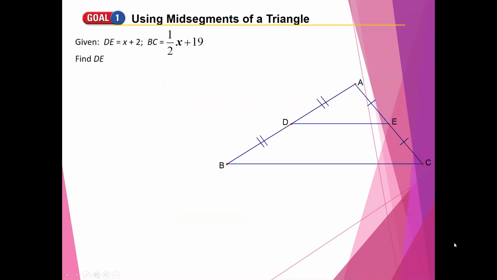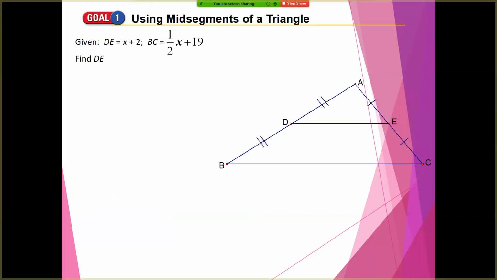And then the tricky question. So here we were given that DE equals X plus 2. DE is our mid-segment. I know that DE is my mid-segment because the right side has a congruent mark above and below it for letter E. So E is a midpoint. And then D is a midpoint because both segments that it creates, above it and below it, are marked congruent. So I'm going to go ahead and label DE as X plus 2.